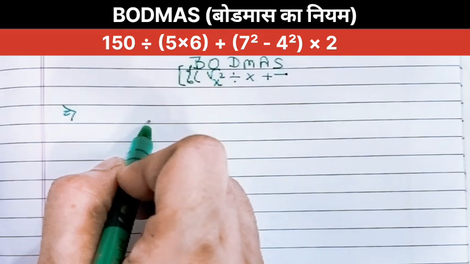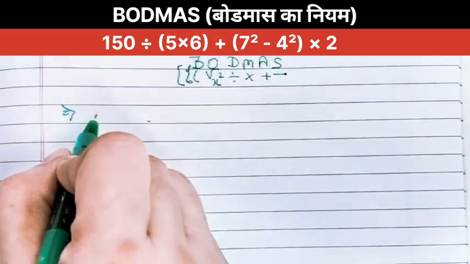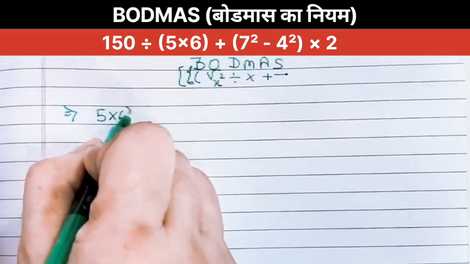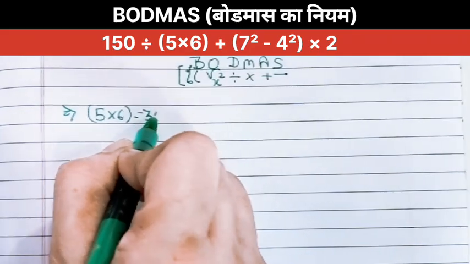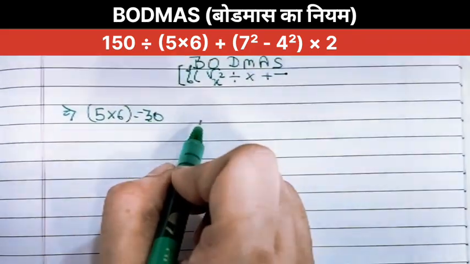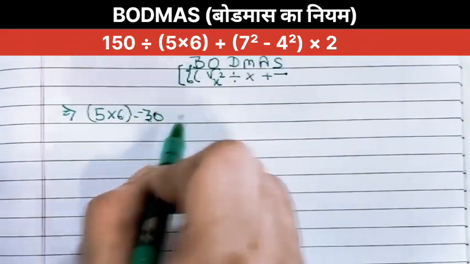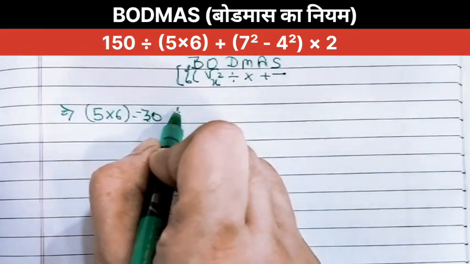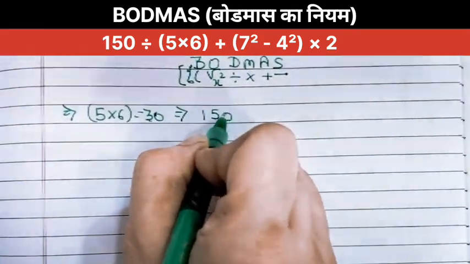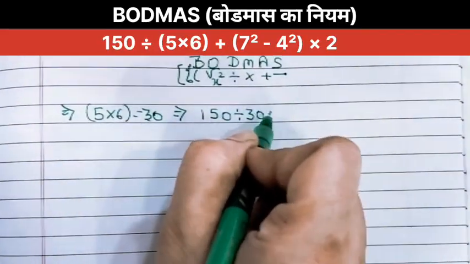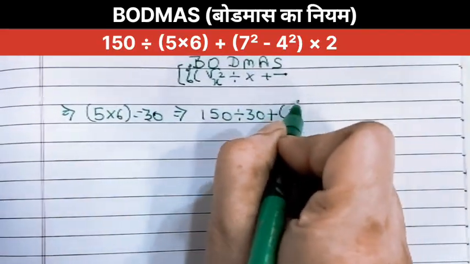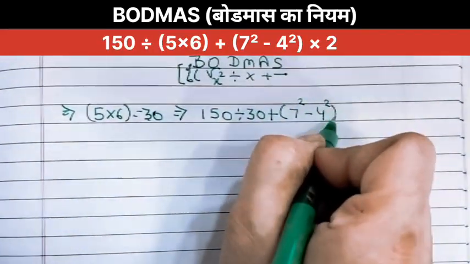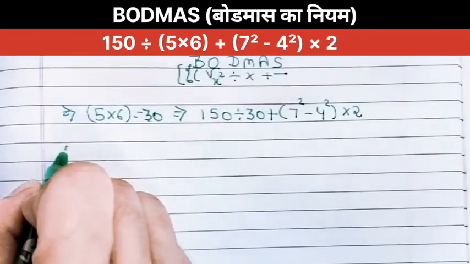First step says solve inside the first set of parentheses, which is 5 multiplied by 6, and it gives you 30. As a result, according to this step, we target bracket B first, moving left to right, and we simplify the first grouped operation. And now the current expression becomes 150 divided by 30 plus bracket 7 square minus 4 square and multiply by 2. Move to the next step.